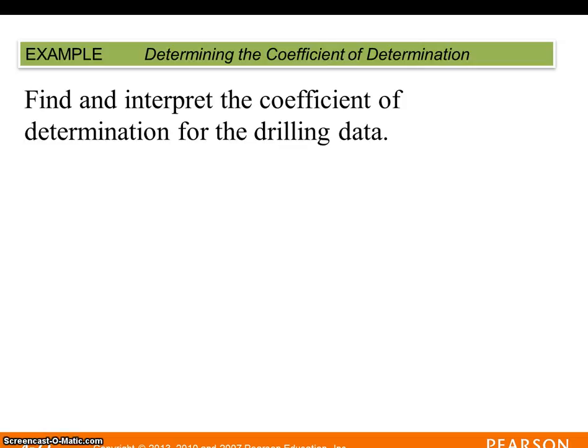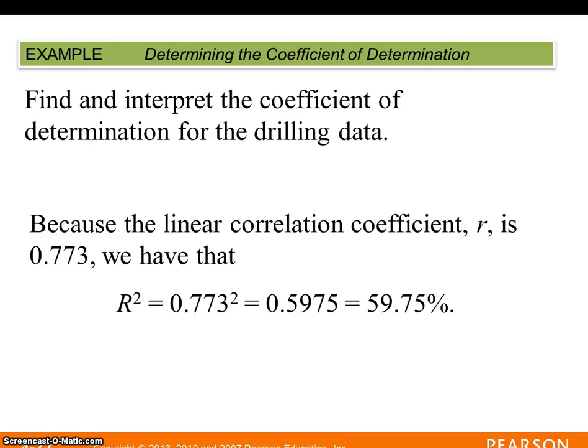As far as finding and interpreting the coefficient of determination for the drilling data here, because the linear correlation coefficient r is 0.773, just take r squared, and that will give you about 59.75%.